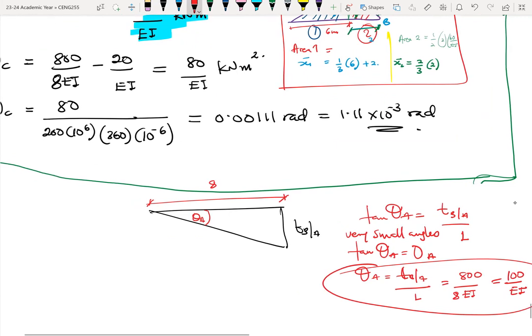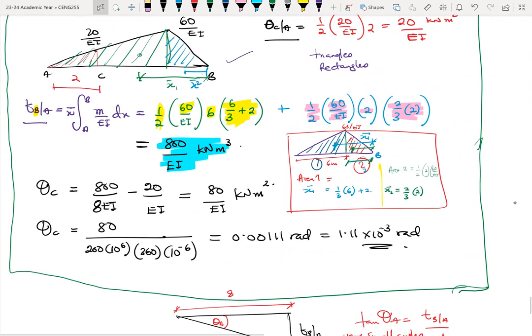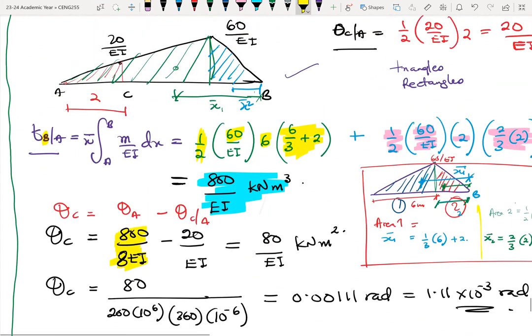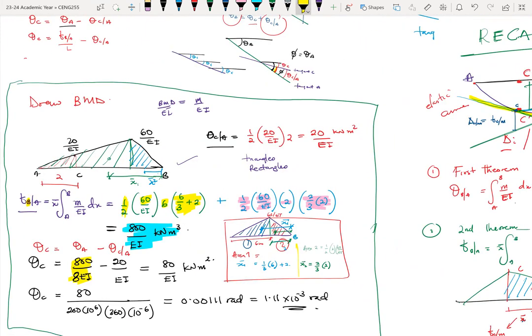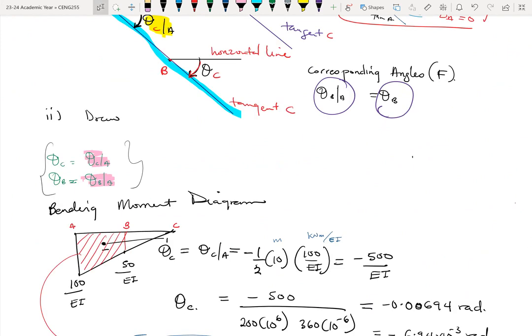Okay. So once I know theta A, I have this equation that theta C is equal to theta A minus theta CA. So here's my theta A. I just found that one out. It's 800 over 8 EI or 100 over EI. Great. Now I need to find theta CA. Theta CA, as the first theorem indicates, is the area between point A and point C.